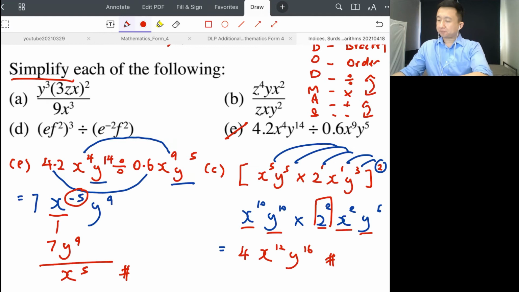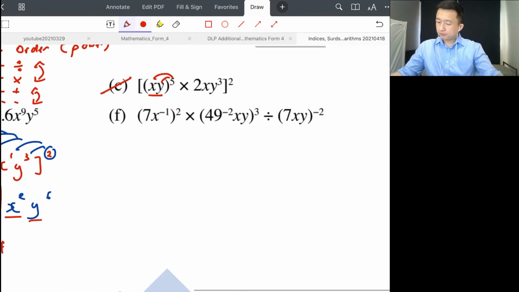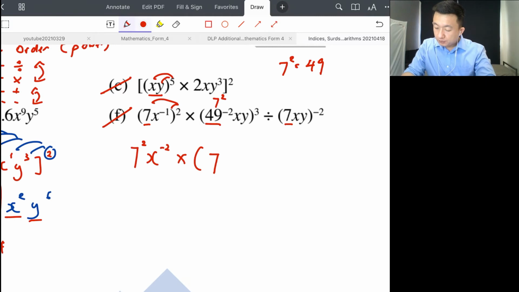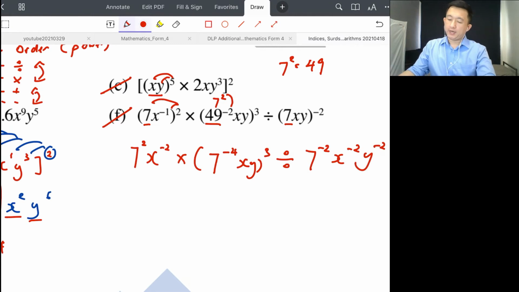Okay, we move on to this one. I think this is interesting. 7, 49, 7. So which one need to be changed? 49. I'm going to change 49 to 7 squared. Okay, solve out this one first. 7 squared. I keep it in a bracket first. 2, negative 2, negative 4. Alright, it's a long process.